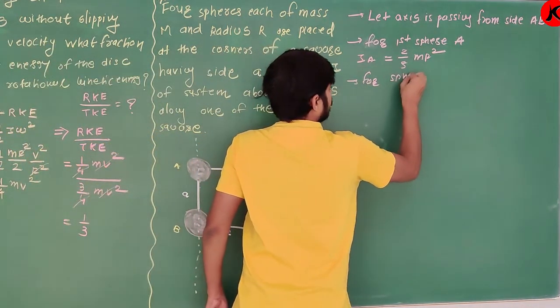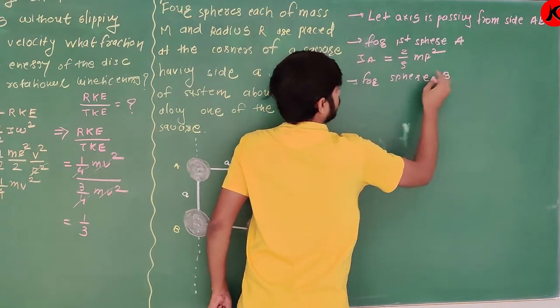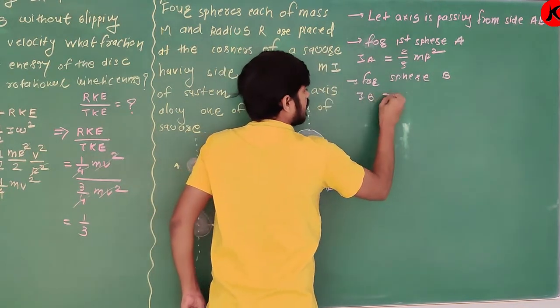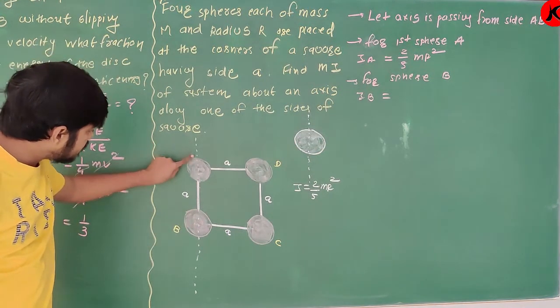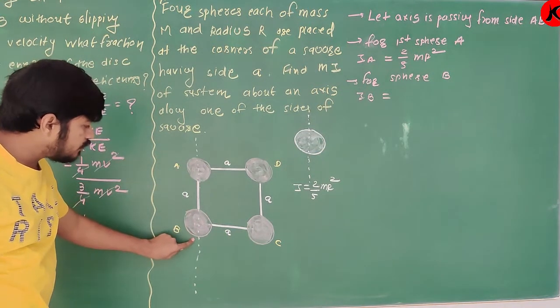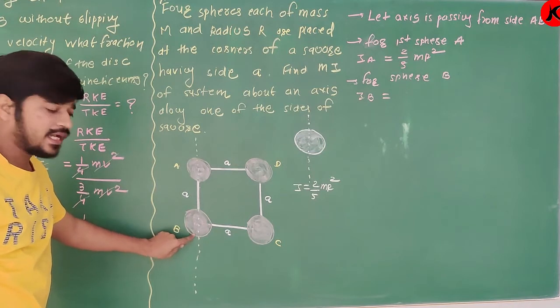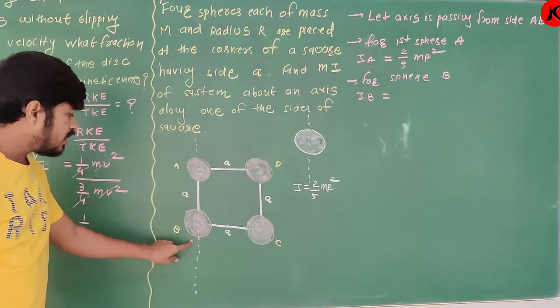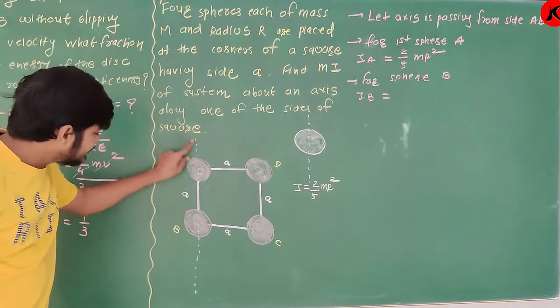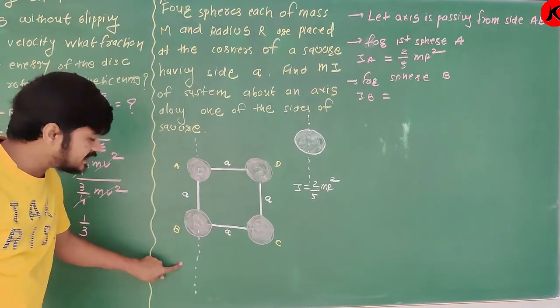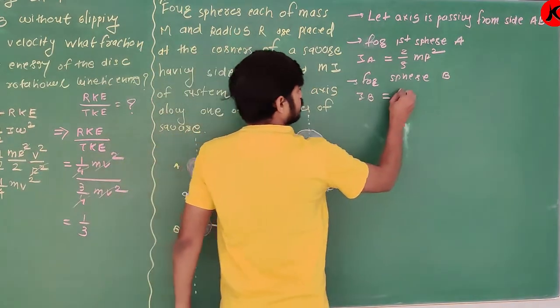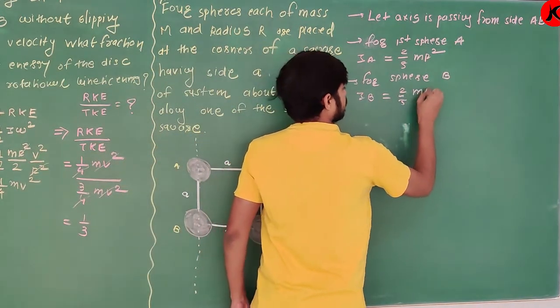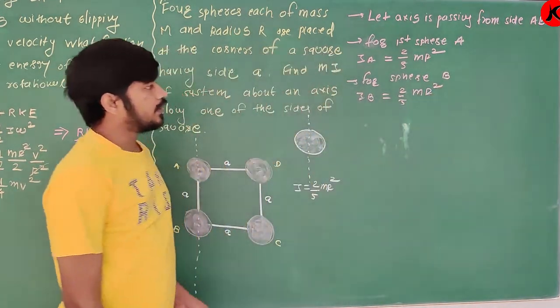Now for sphere B, I_B. About which axis do you have to find the moment of inertia? About this axis, and again this axis is passing through its center, along one of its diameters. As the axis passes through both sphere A and B, the equation for both is the same, that is 2/5 mr².